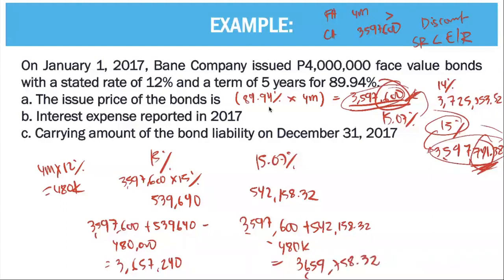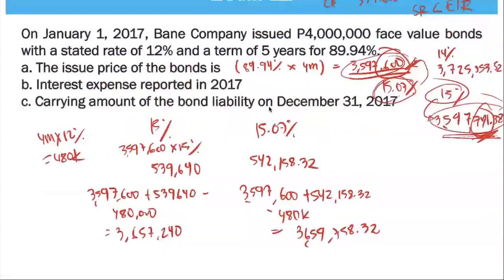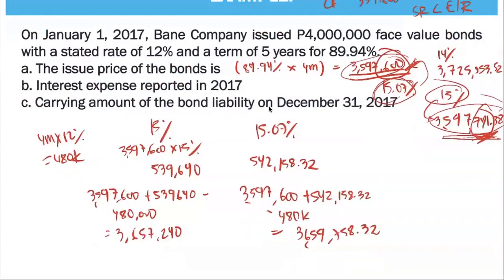3,659,758.32. Okay? So guys, in case the problem is like this, you get the whole interpolated amount rather than a different amount. So you just need to account for the difference. So this is our answer. Issue price 3,597,600. Interest expense depends on whether you use the 15% rate or the 15.07% rate.